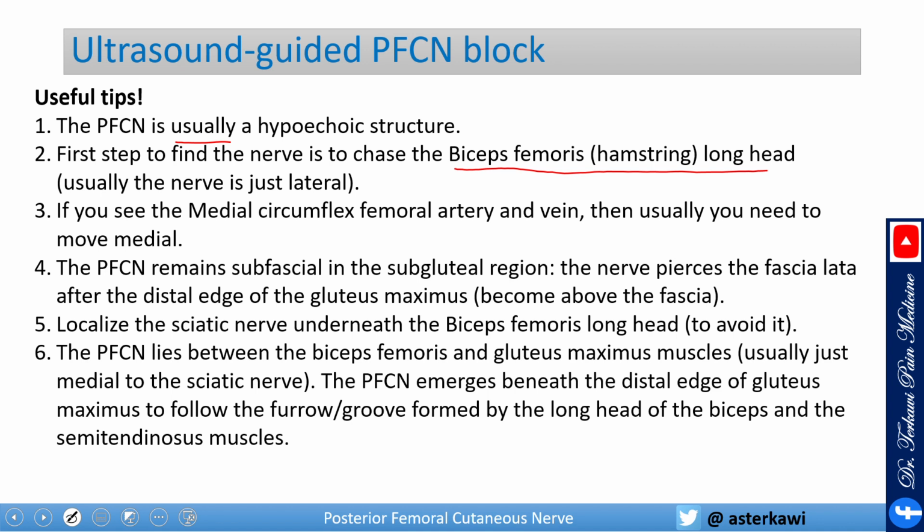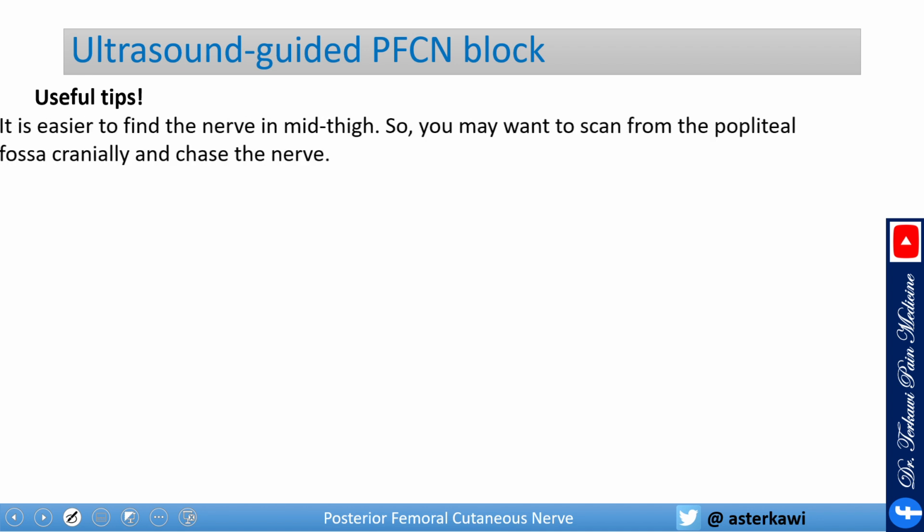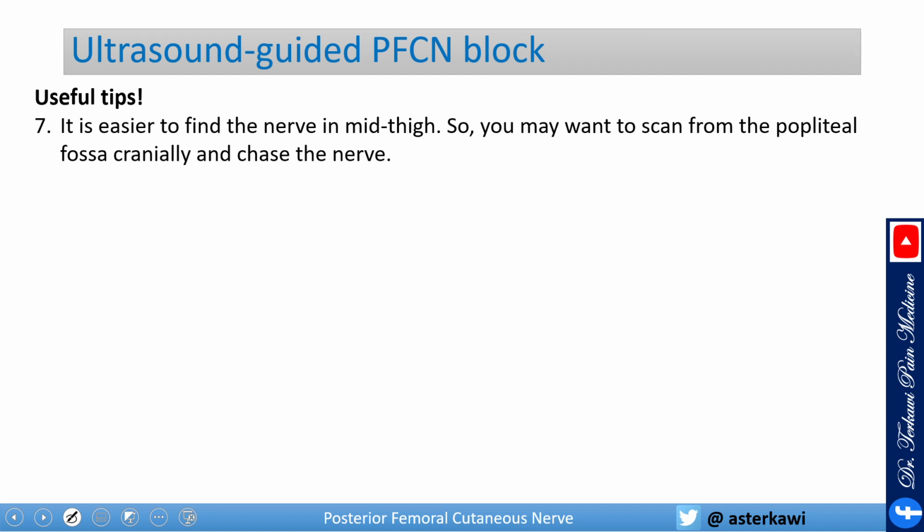The nerve emerges beneath the distal edge of the gluteus maximus to follow the groove formed by the long head of the biceps and the semitendinosus muscle. It is easier to find the nerve in the mid-thigh. So if you cannot see it there, go down. You can start from the popliteal fossa and chase it up, or from the mid-thigh.